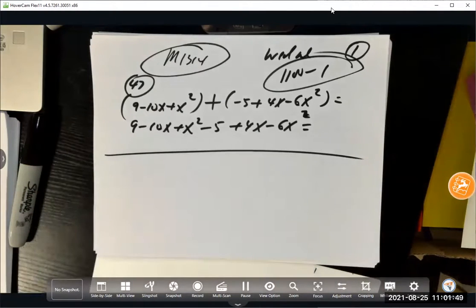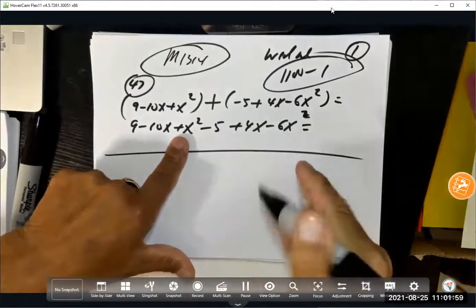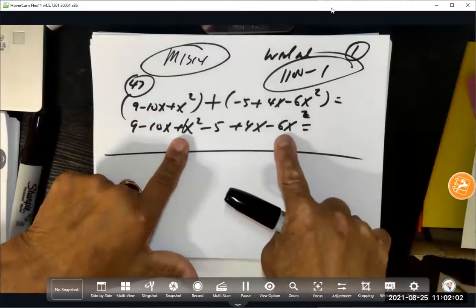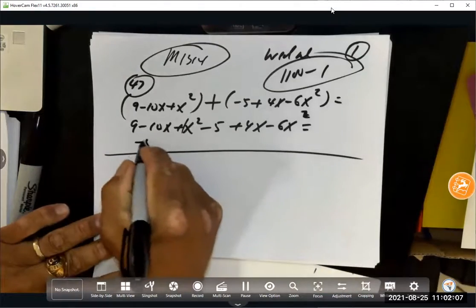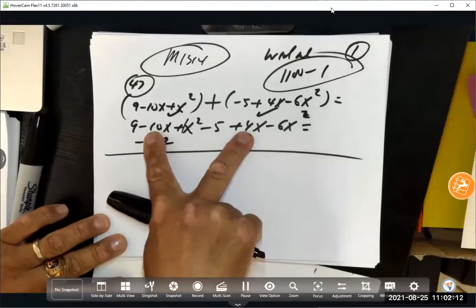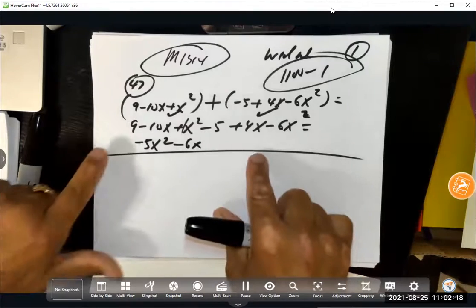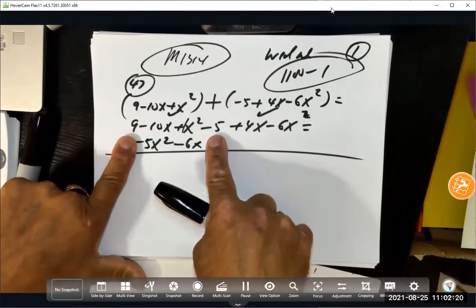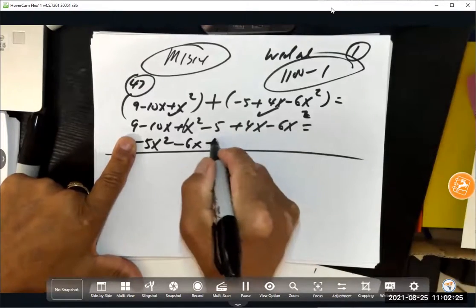This one. Let's put these numbers together. Let's see, the x squares together. What is 1x squared and -6x squared? Is that -5x squared? Yes or no? Yes. All right, so put a -5x squared. And then you have 4x and you have -10x. What is that going to be? -6x. And then you have 9 and -5. What's that? 4. Okay. All right.